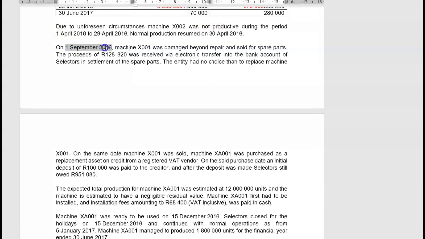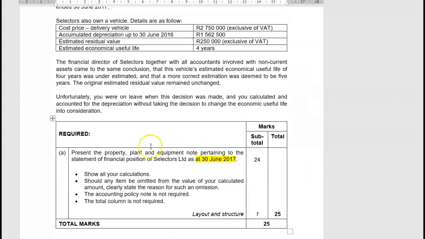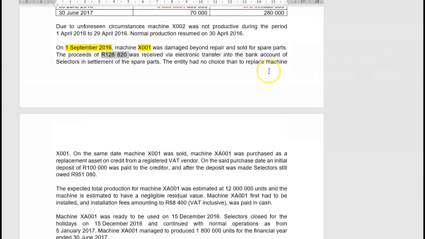On 1 September 2016, machine X001 was damaged beyond repair and sold for spare parts. The proceeds of 128,820 were received by electronic transfer into the bank account of Selectors in settlement of spare parts. Now remember, in the back of your mind, what do they ask you? They ask you the IAS 16 note. What do we have to disclose in the IAS 16 note in connection with assets that we've disposed of? Only the carrying value of those assets disposed of. So we are not interested whether we made a profit or a loss for the purposes of the IAS 16 note, but what we are interested in is the carrying value of that machine as at 1 September.